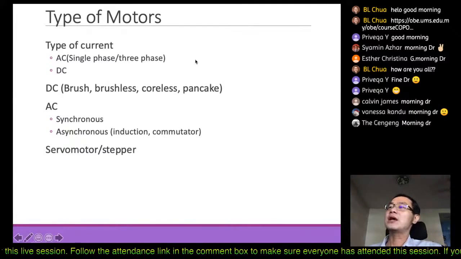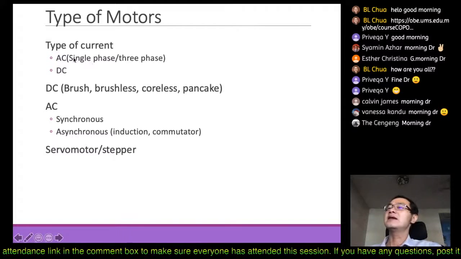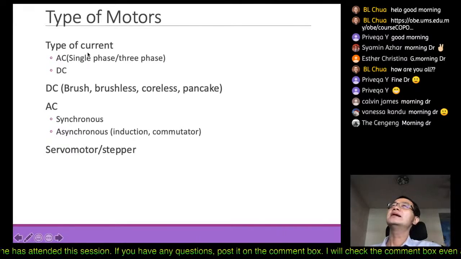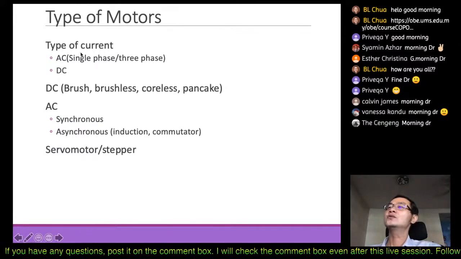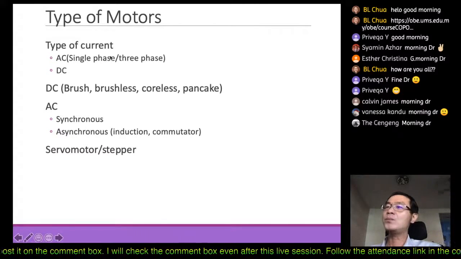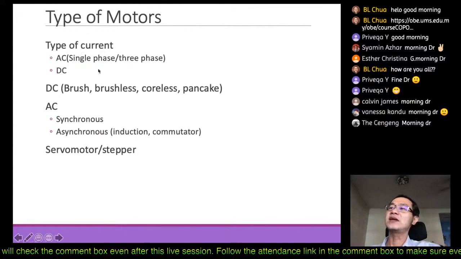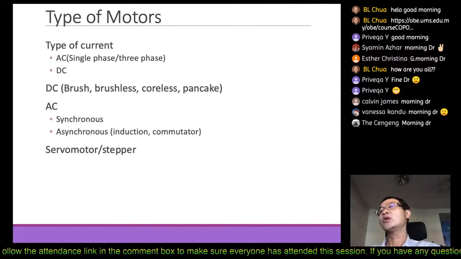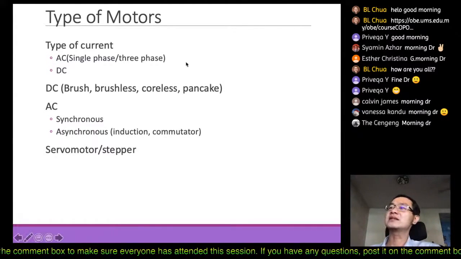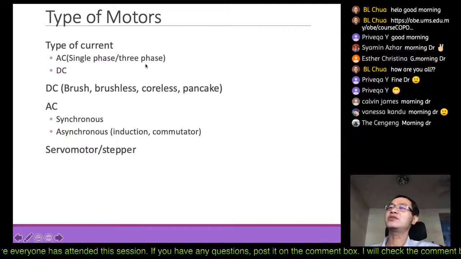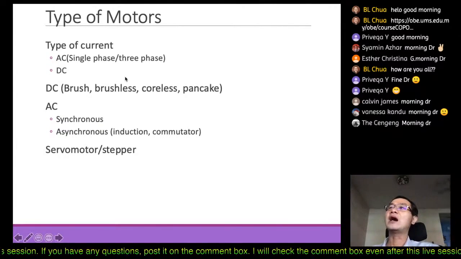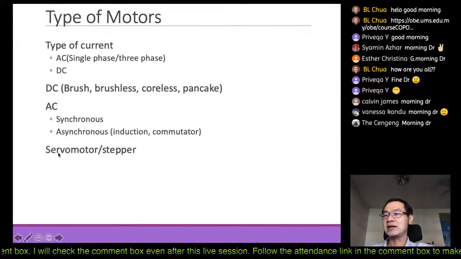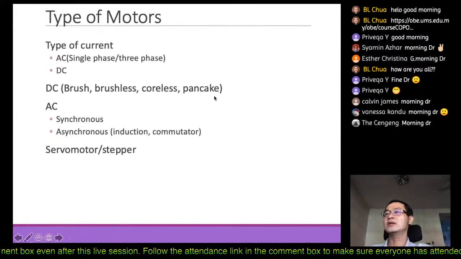Then the type of motor, as we have mentioned, there are AC, there are DC, and then for AC motor there are single phase. This depends on the power supply at your home. Most of the time at home we are using single phase. But in larger factories and industry, where they require higher load, they will have a three-phase supply, and these three-phase supplies will be used to move the bigger motors. There is also synchronous, asynchronous, stepper motor, and so on.